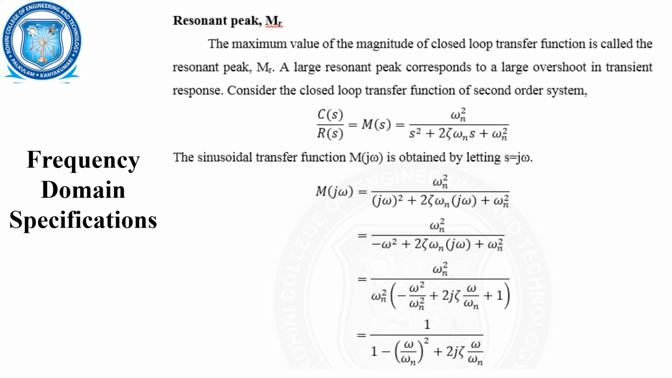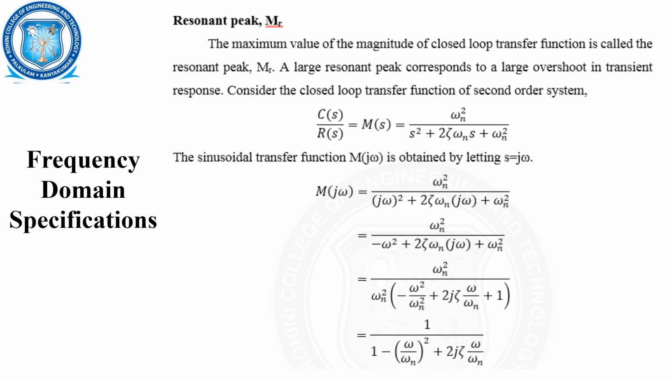Let us start first with the resonant peak. The resonant peak is a value where the maximum value of the magnitude of the transfer function can be obtained. A large resonant peak will normally correspond to large overshoot in transient response. So let us consider the closed loop transfer function here, where a second order system is being considered. Already we have seen this equation. It's the standard form of the second order equation.